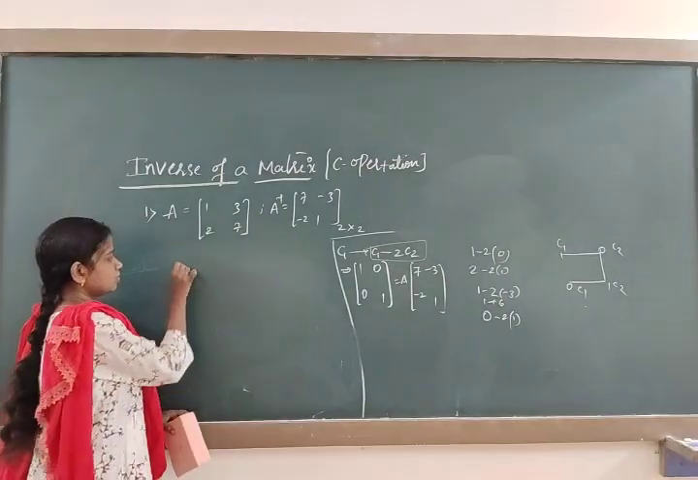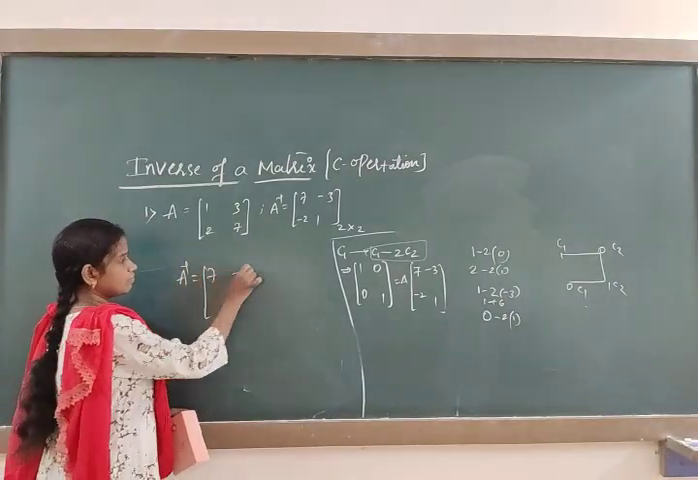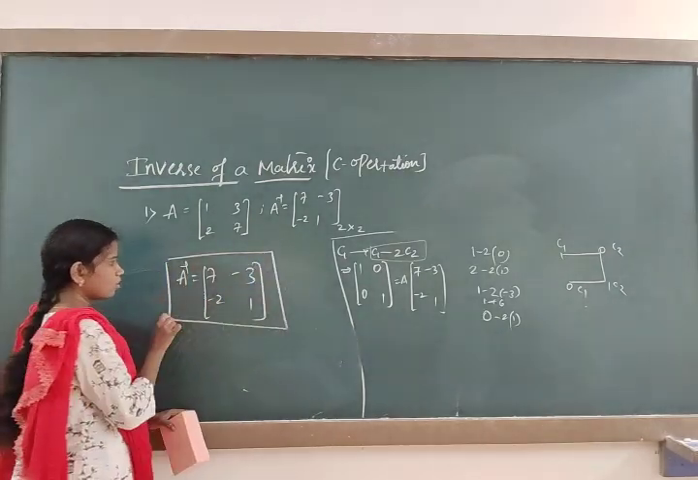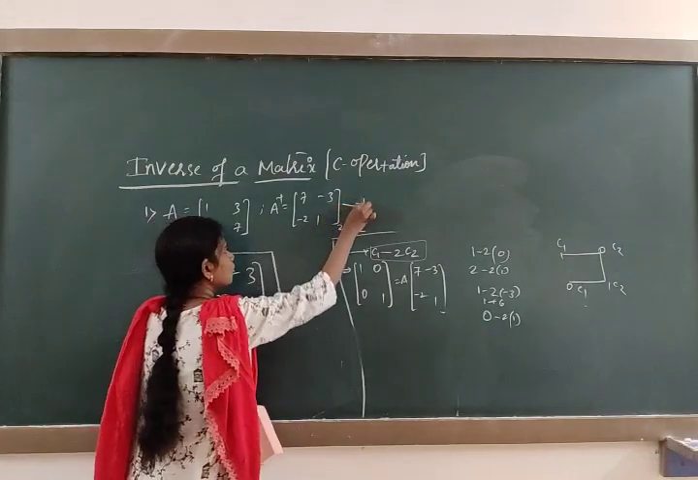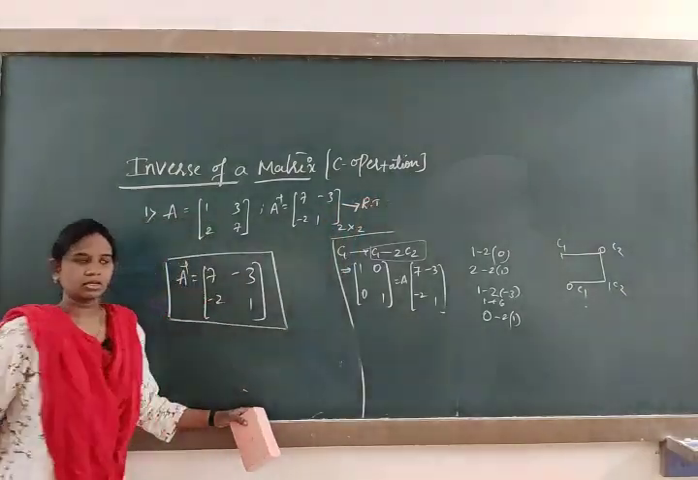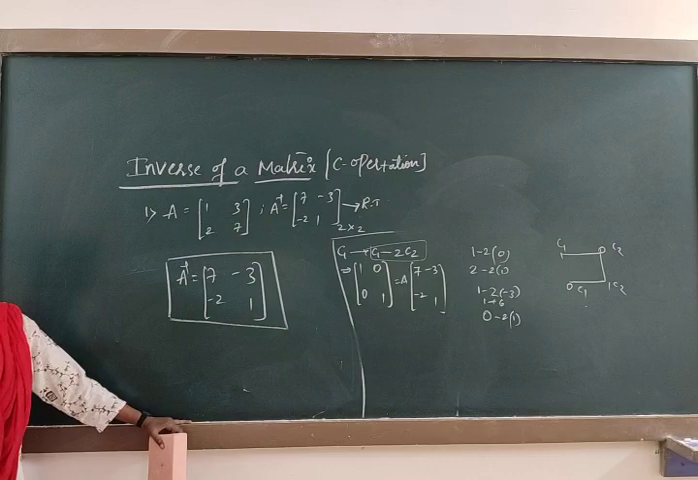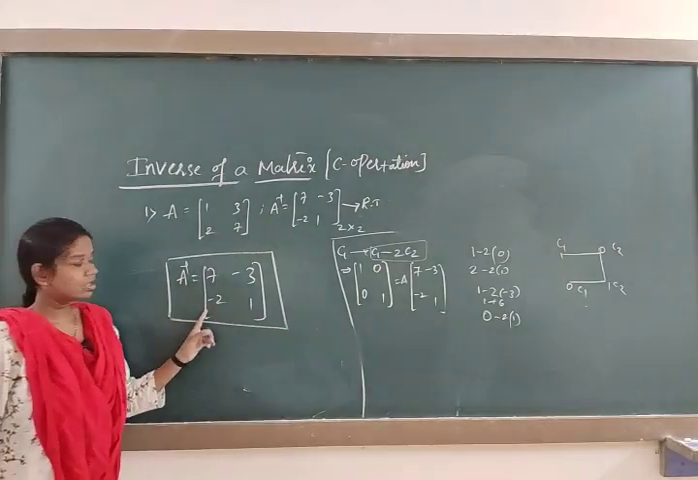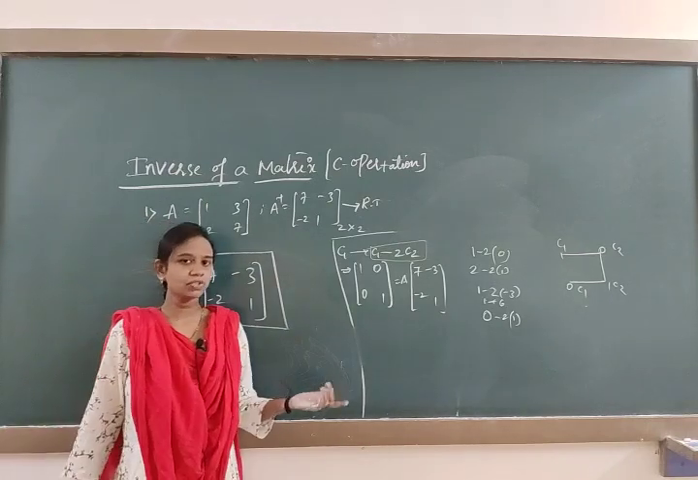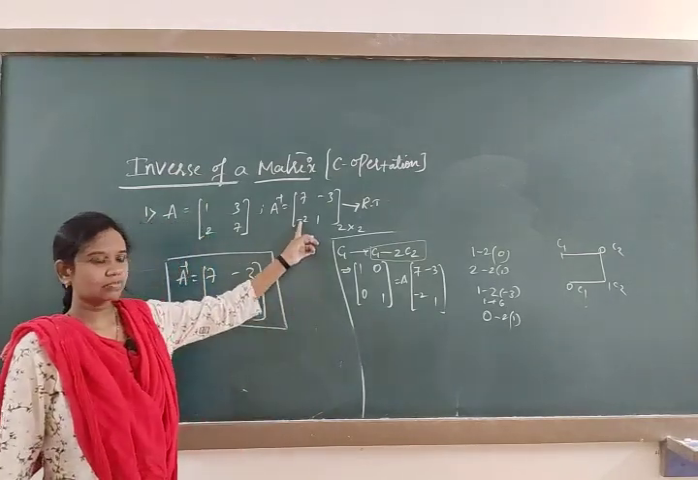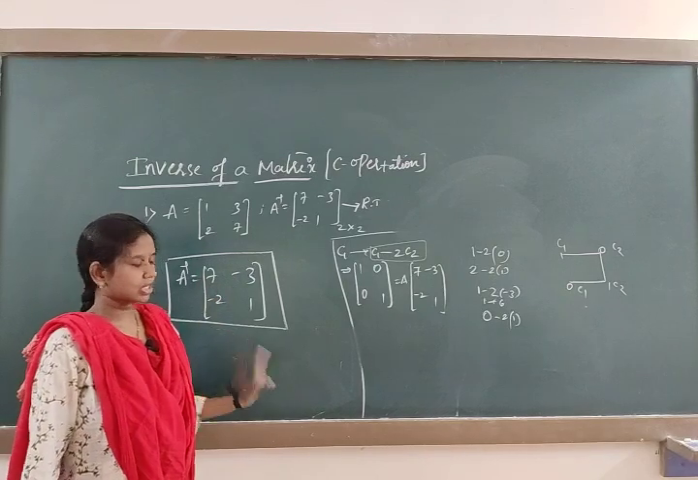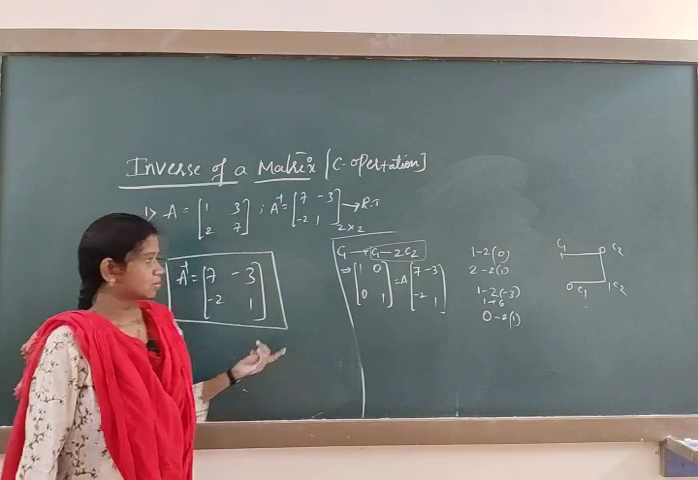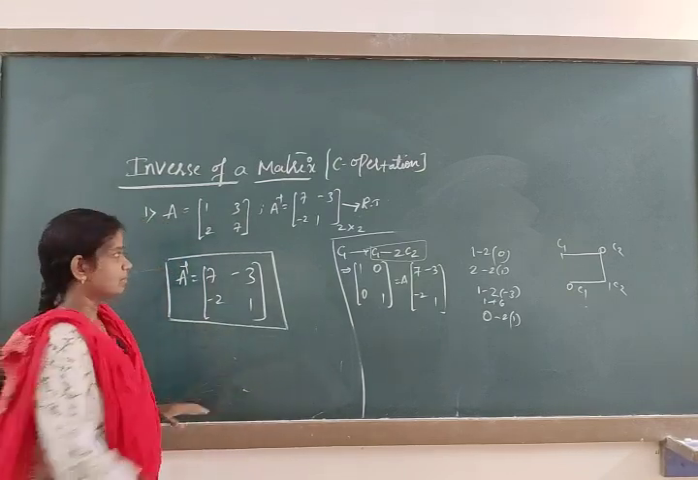A inverse equal to 7 minus 3 minus 2 1. The same inverse we got yesterday by row transformation, and today we have got the same inverse by column transformation. It means that whether we prefer the row transformation or column transformation, if the inverse exists, then it is unique. Based on this, the theorem will be there.